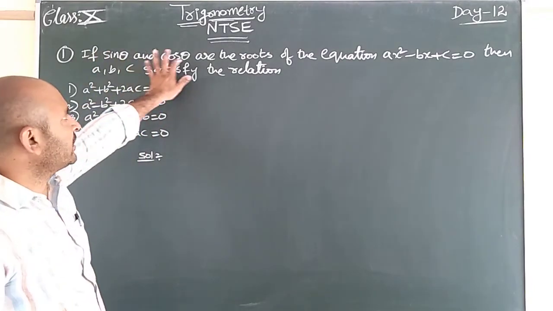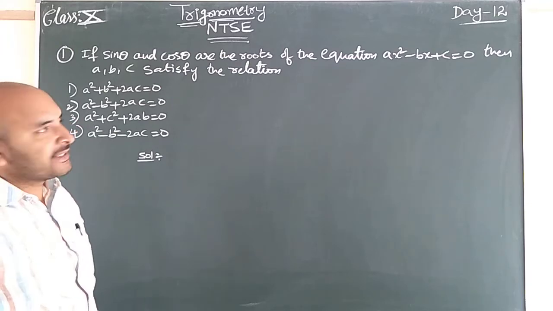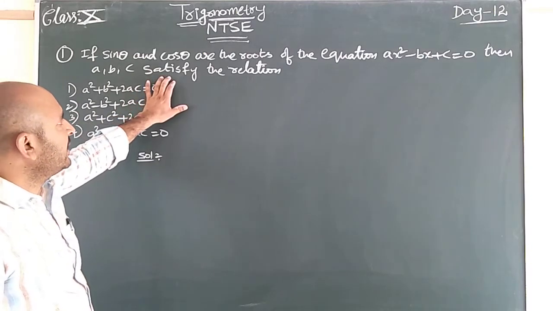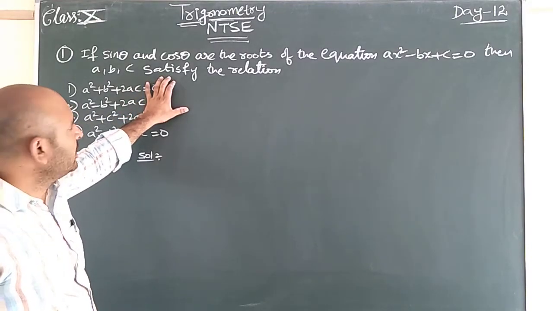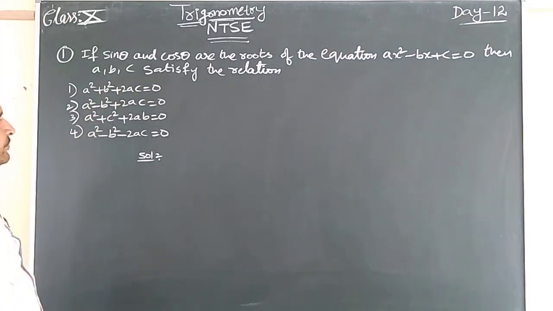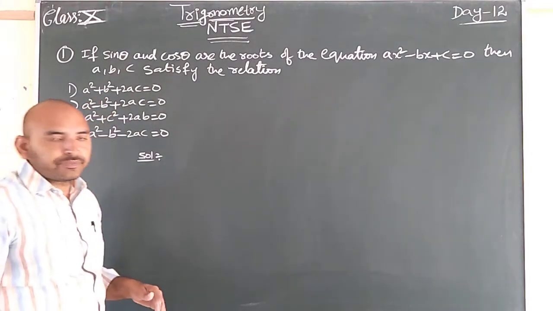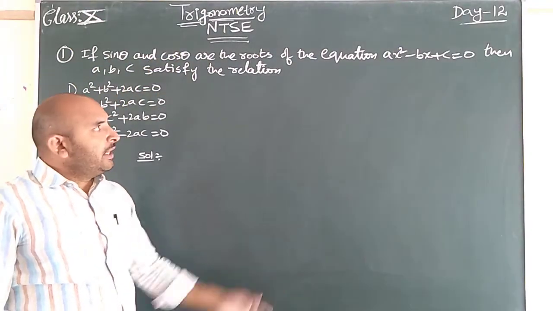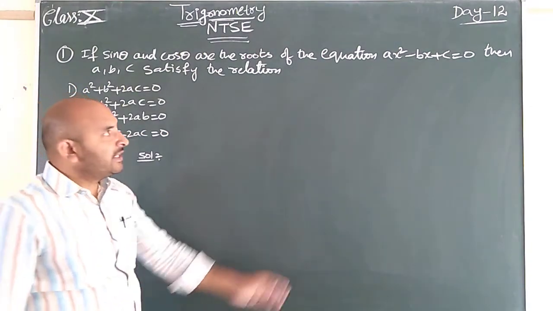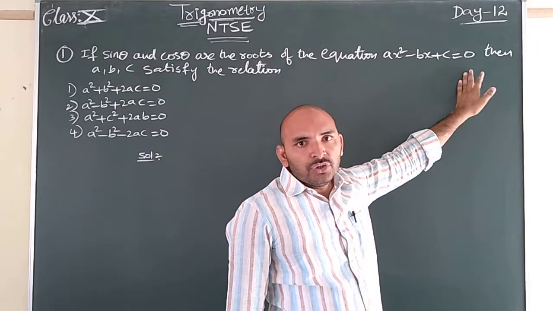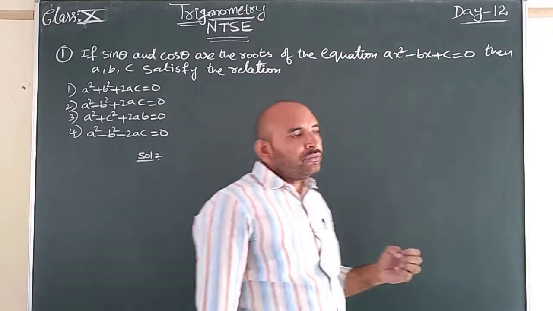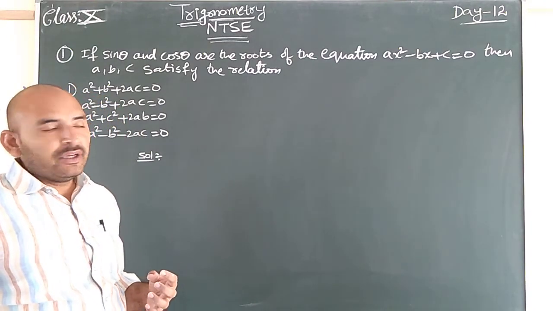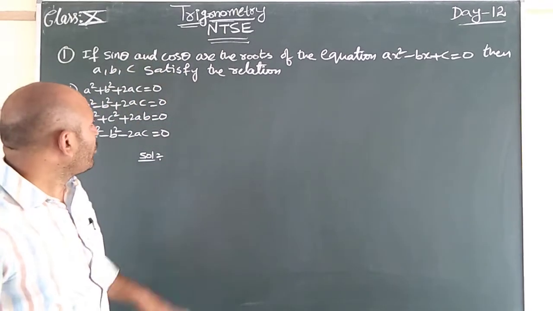If sin theta and cos theta are the roots of the equation ax square minus bx plus c equal to 0, then a, b, c satisfy the relation, what? In this question, sin theta and cos theta are the roots of the given equation. ax square minus bx plus c is a quadratic equation. In this quadratic equation, the sum of the roots is minus b by a, and the product of the roots is c by a. Here, the first root is sin theta and the second root is cos theta.